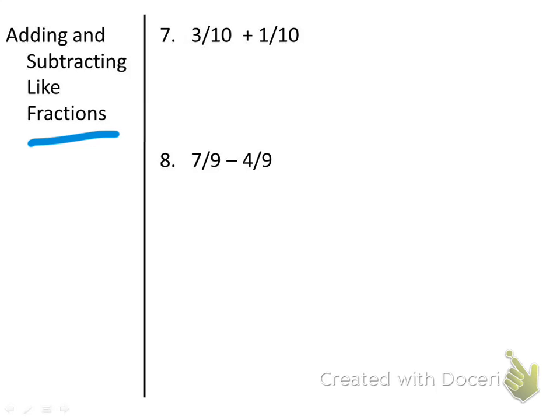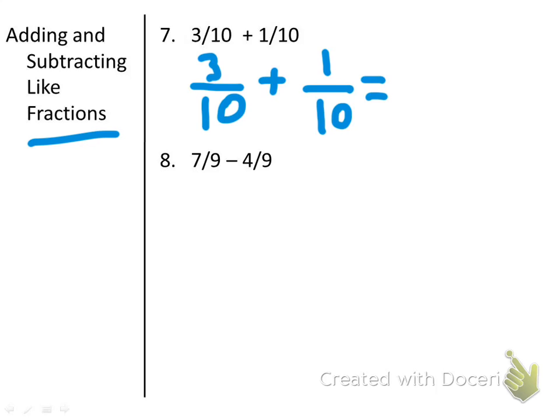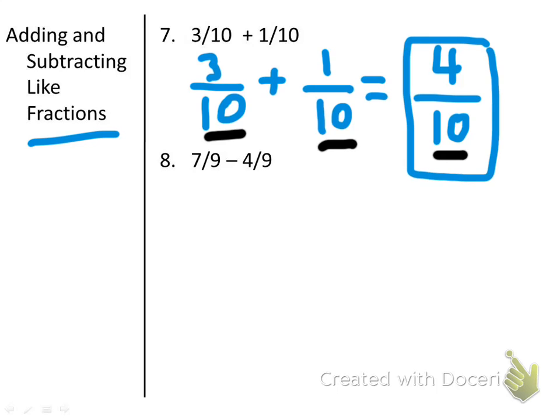Our next subtopic is adding and subtracting like fractions. With like fractions, we know that all we have to do is add or subtract the numerator. So I'm going to line up my fractions. Denominator always stays the same if we have like denominators. That's called like fractions if they have the same denominator. So 3 plus 1 is 4. That is correct.